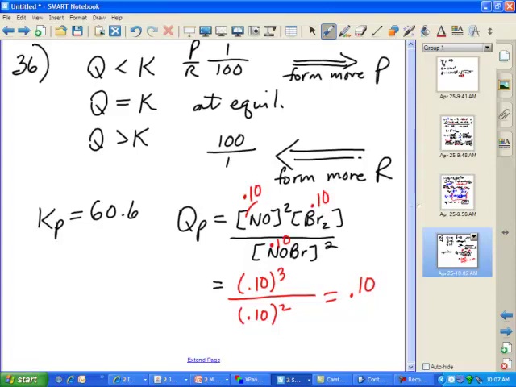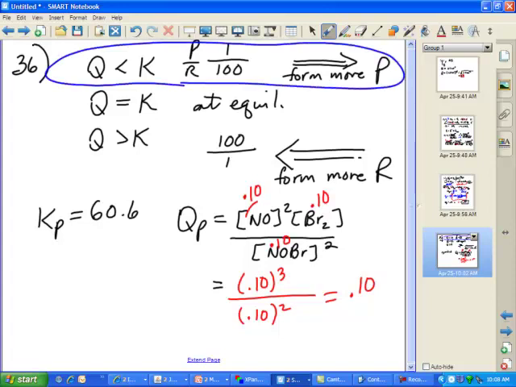And so now all you have to do is compare Q to K. Q is less than K. See it? This is less than that. So which direction are we going to go to establish equilibrium? You have to go right, because this means we have not very much product, and we need to get to equilibrium, which is 60. So we're going to form more product. The answer is we need to form more product because of what happens when we do the comparison. Fair? All right, so that's a tricky one. I have to think about that to do that problem.